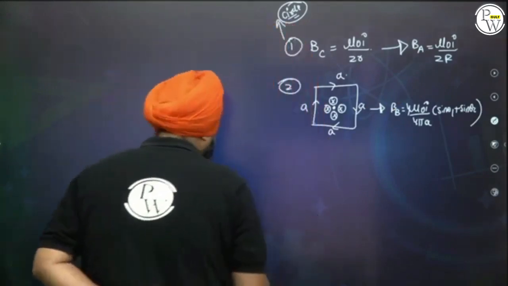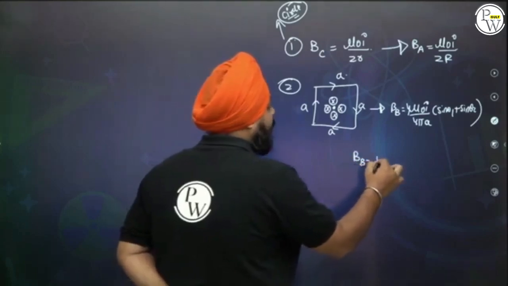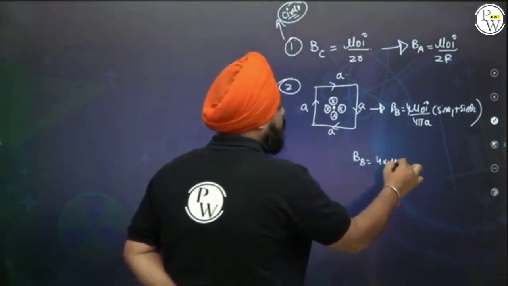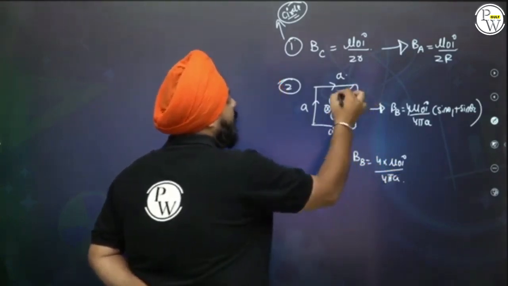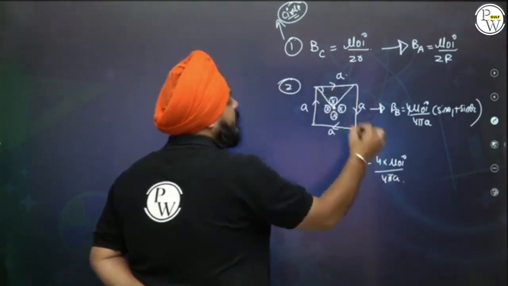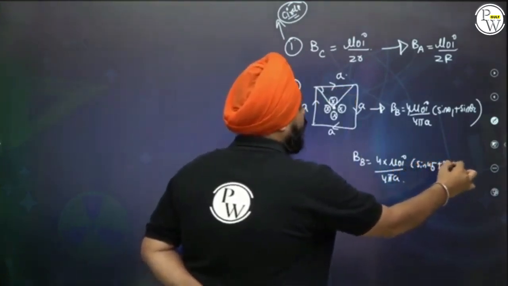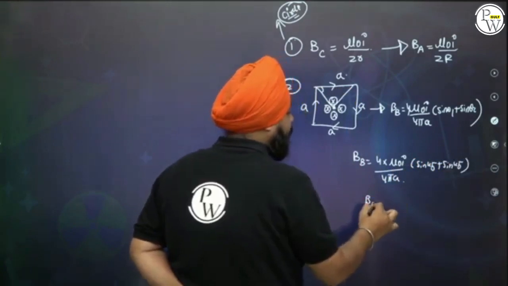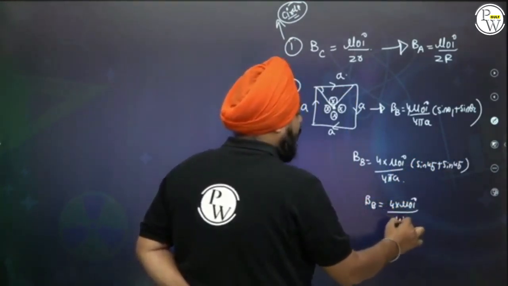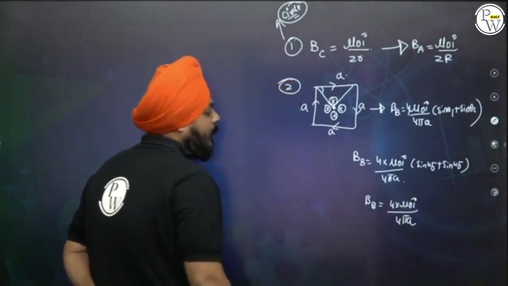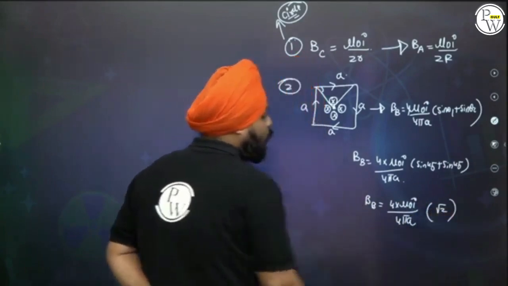Yes or no, guys? Okay. So we need to evaluate this B part. 4 into mu 0 I whole divided by 4 pi A. Now for a square, the angle is always 45. So it is sine of 45 plus sine of 45. So B comes to 4 into mu 0 I whole divided by 4 pi A, into 1 by root 2 plus 1 by root 2, which is 2 by root 2, this is root 2.